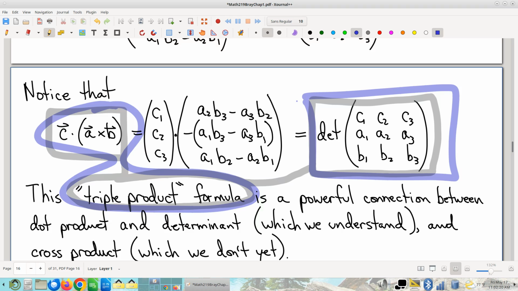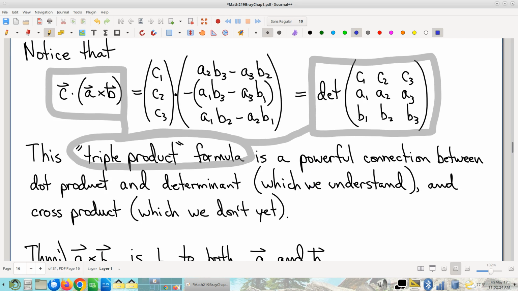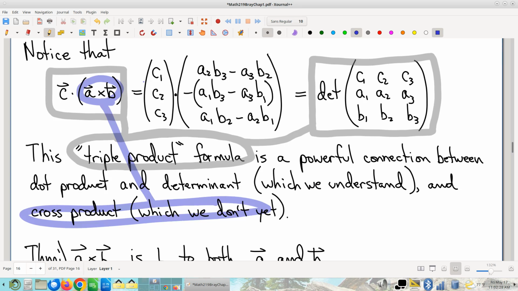So this is a really cool formula, and one of the big reasons why we care about it is because we don't understand cross products yet, but we do understand dot products and determinants. We know a lot of stuff about dot products and determinants, and so having a relationship that relates stuff we're interested in to stuff we understand is a foot in the door. Very, very valuable, very, very important to be aware of.